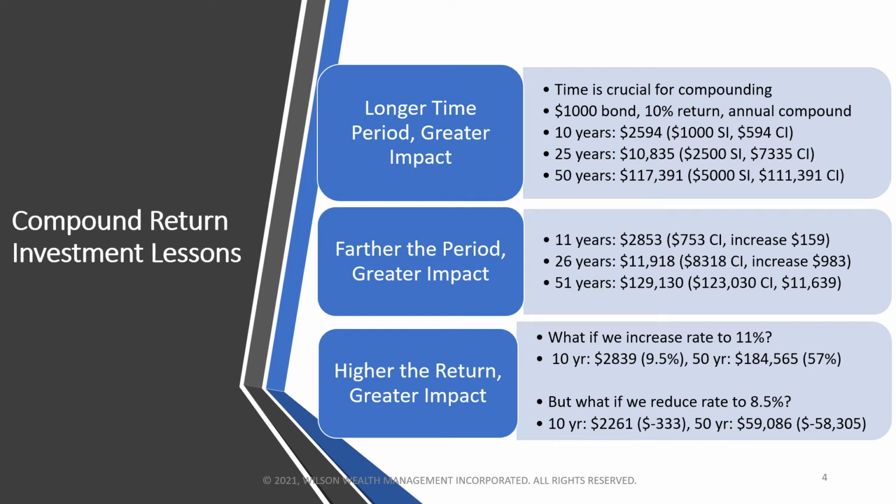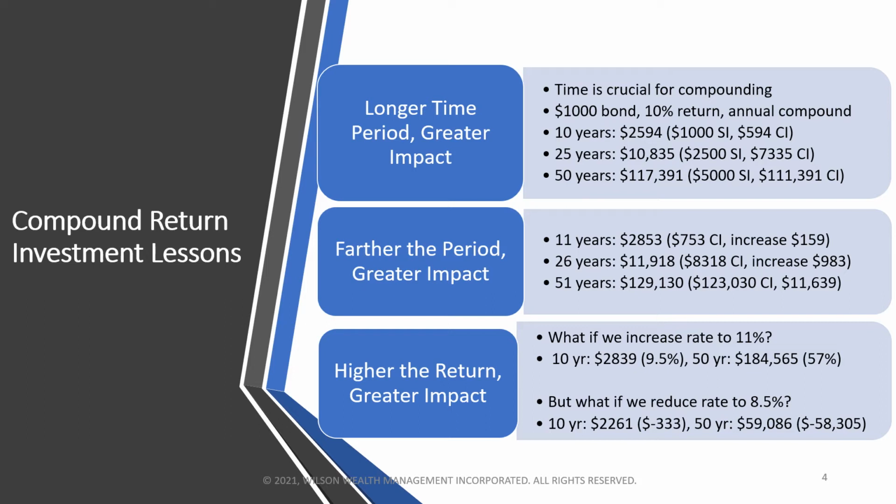If we go at 50 years, we see now that the simple interest is $5,000, 50 years at 10% for a $1,000 bond. But here, the compound interest is actually $111,000. Huge. And if we see the value of the bond is $117,000, that means that the accumulated compound interest is almost entirely the value of the bond. So the longer the time period, the greater the impact.